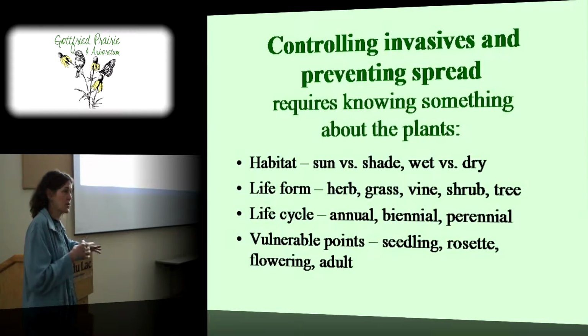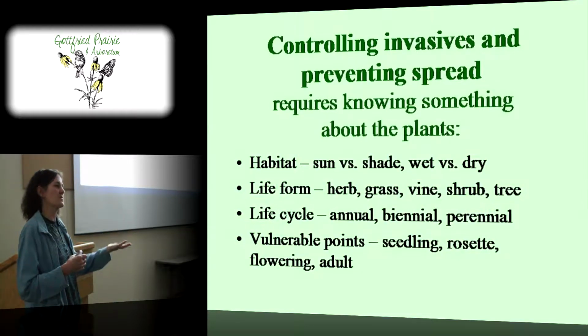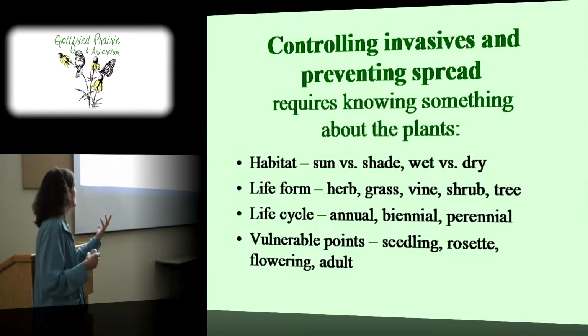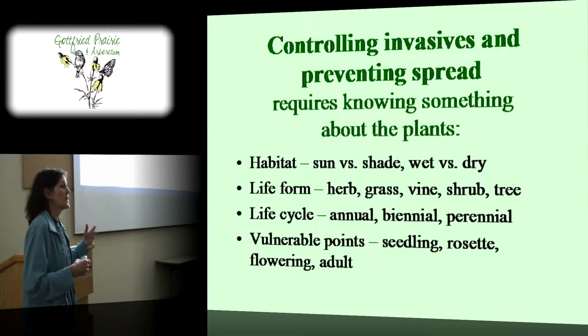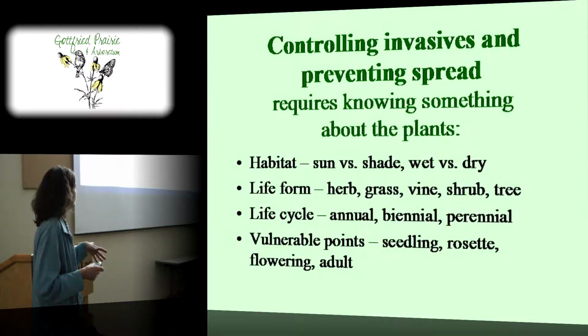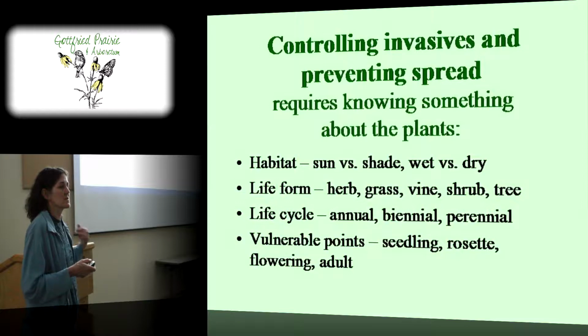Is it an annual, it just produces seeds and that's all? A biennial, like garlic mustard, where it germinates one year, grows up and forms a rosette, and then overwinters, has that rosette, and the next year flowers? Is it a perennial, comes back every year? Does it spread by its root system? What point in this plant is the most vulnerable?